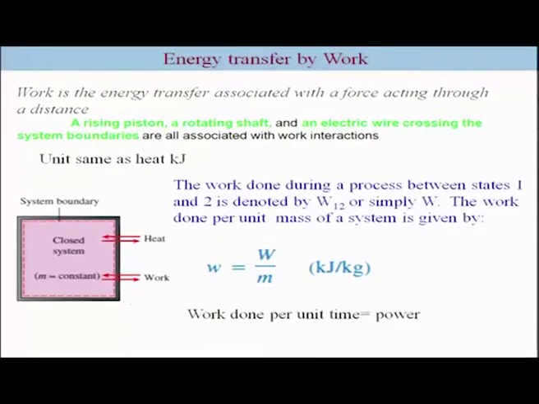Let me focus first on work. Work is basically energy transfer associated with a force acting through a distance. A rising piston, a rotating shaft and an electrical wire crossing the system boundary are all work interactions with the surrounding. Typically, the symbol for work from state 1 to state 2 is W12, or simply W. Sometimes we use small w to represent work done per unit mass. Work done per unit time is, of course, power.